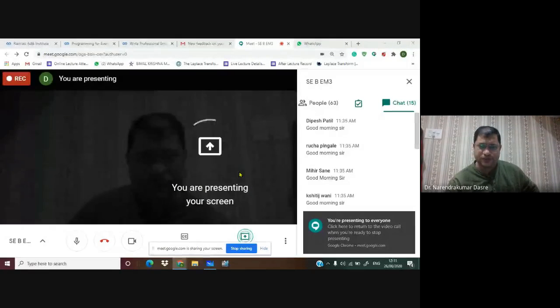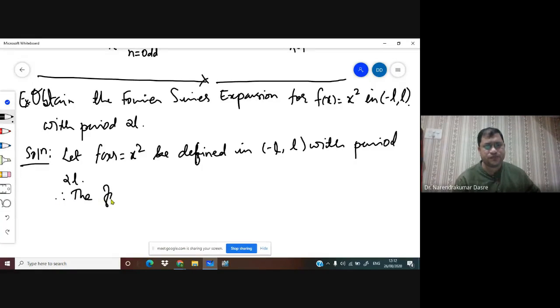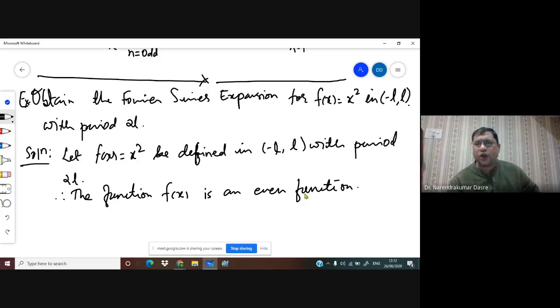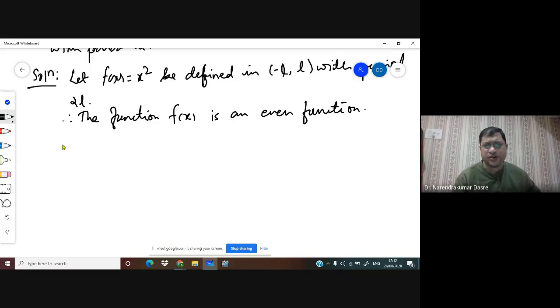So once we know that it is going to be an even function, hence we say bn is going to be 0. So what we can say directly, the function f of x is an even function. Please mention if it is even or odd. Do not mention if it is neither of it. So if it is neither even nor odd, then we don't have to mention.